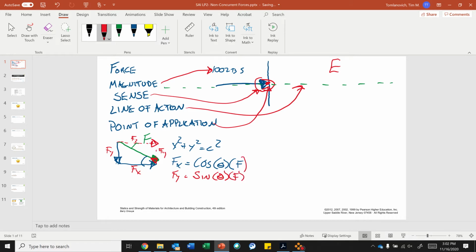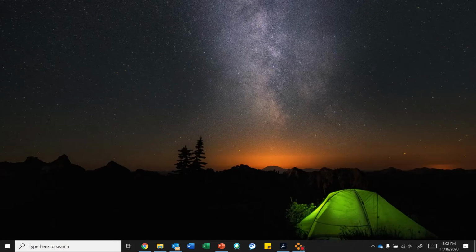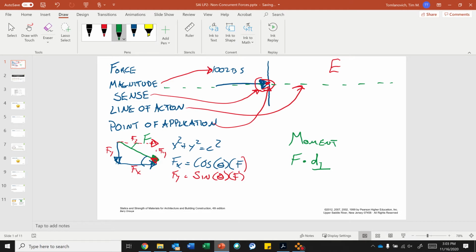All right, so knowing that, the last thing I just talked about was a moment. Remember, a moment is a force times a perpendicular distance from the line of action. Remember the line of action. So force, the magnitude, times the distance.